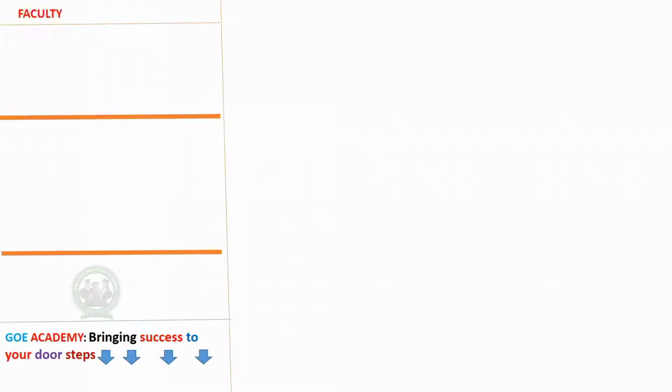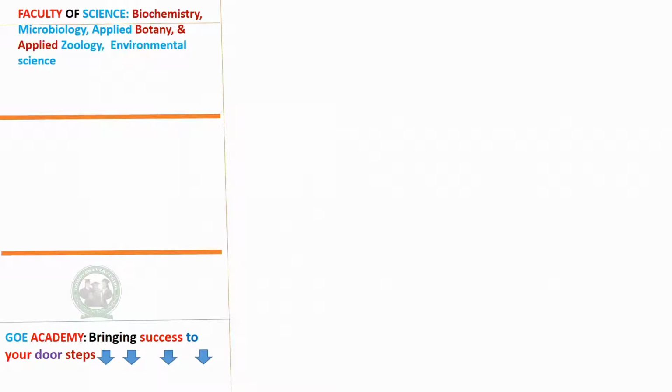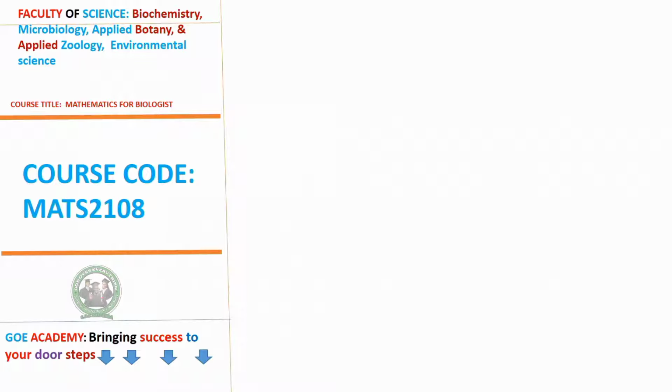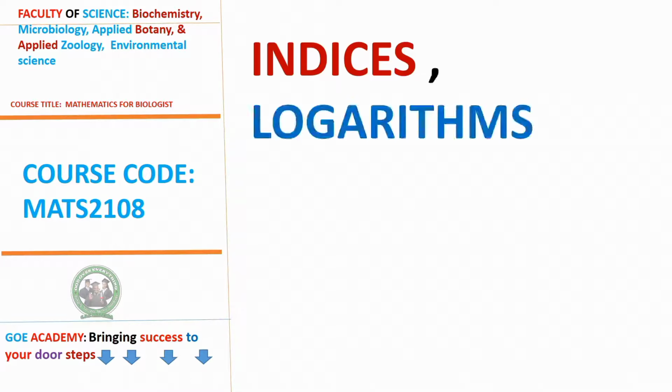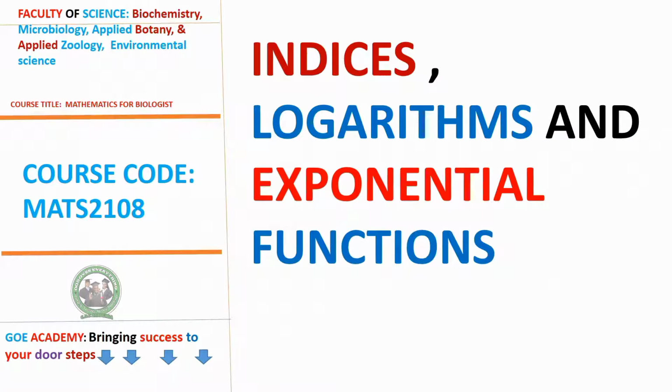This video comprises of Faculty of Science experiments involving biochemistry, microbiology, applied botany, applied zoology, environmental sciences, and biomedical sciences. The course title for this material is Mathematics for Biologists. The course code is MATS2108. Always know your maths code. Our main focus for this chapter 1 is indices, logarithms, and exponential functions.